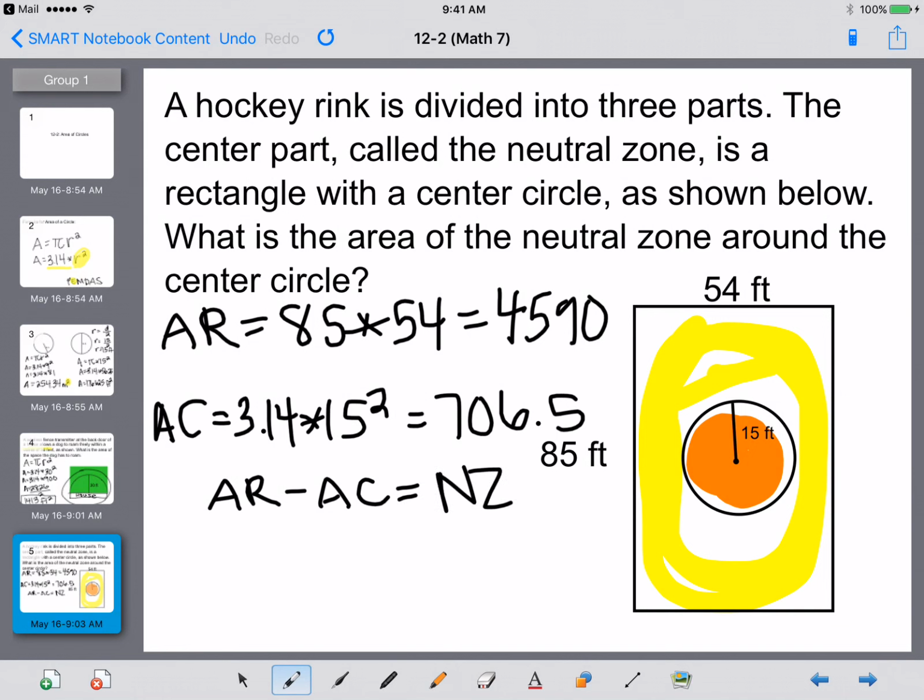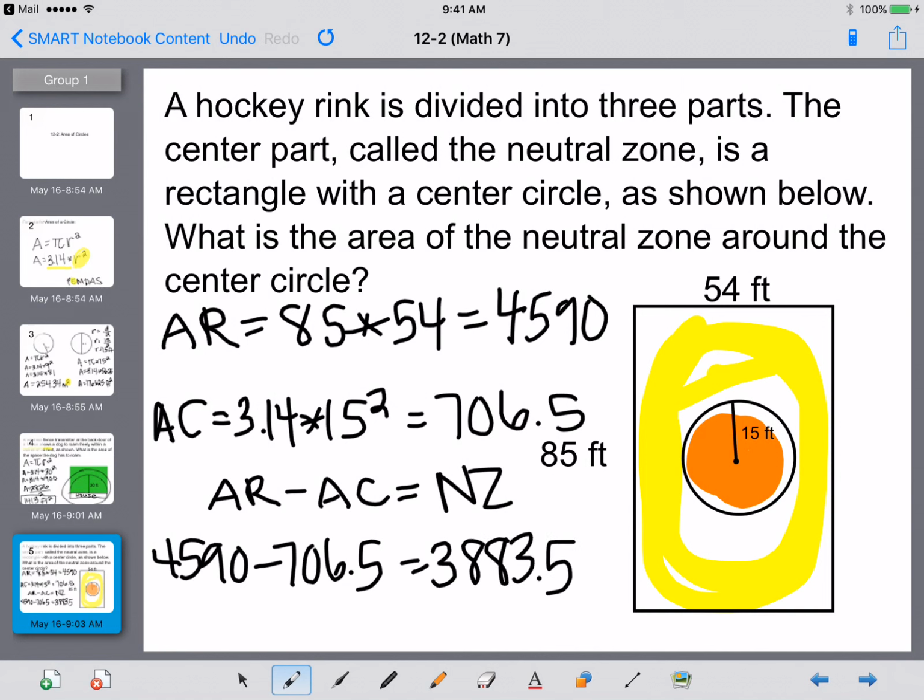So we need to take the area of our rectangle minus the area of our circle to get the neutral zone. So we're going to have 4,590 minus 706.5. And I'm just punching that in my calculator to get 3,883.5. Don't forget my label, feet squared. So the total area of the neutral zone is 3,883.5 feet squared.